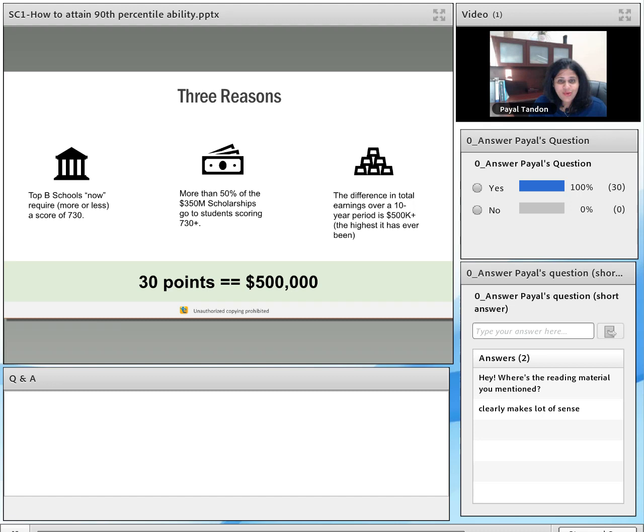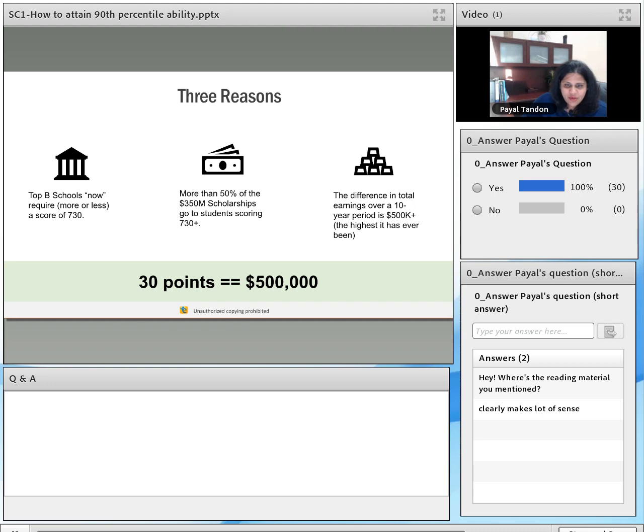Even though more number of people target that, right? But that doesn't mean that they will be able to get to it. They can get to that target score only if they prepare in the right manner, only if they have the right kind of motivation. Okay, all right.